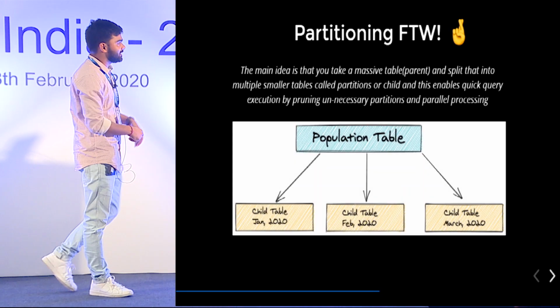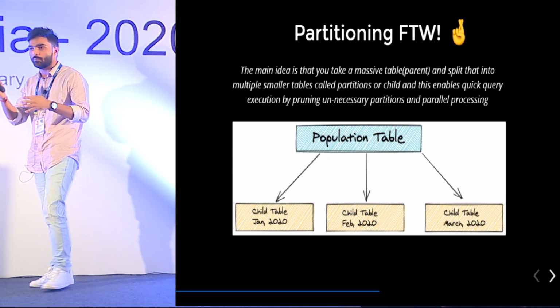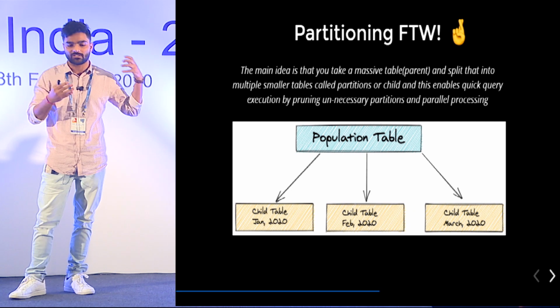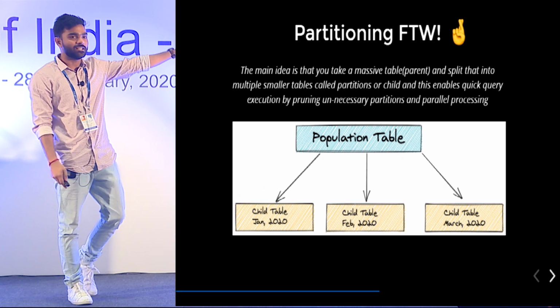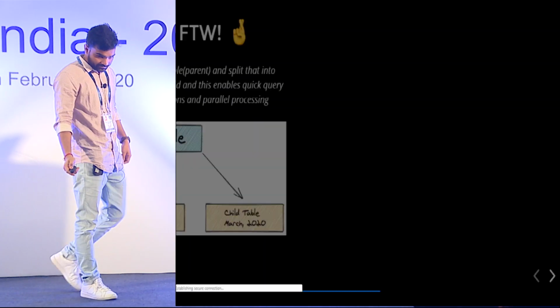What does that look like in real life? This is what it looks like. Suppose you have a population table, and you partition it by date: a child table for the January month, a child table for the February month, a child table for the March month. So you partitioned a big population table into multiple small tables. That is what partitioning looks like.